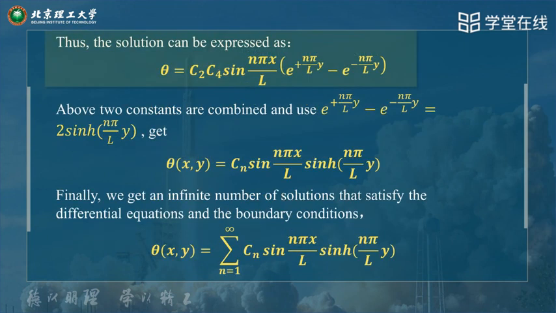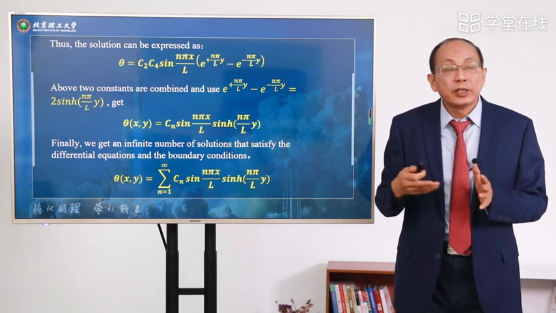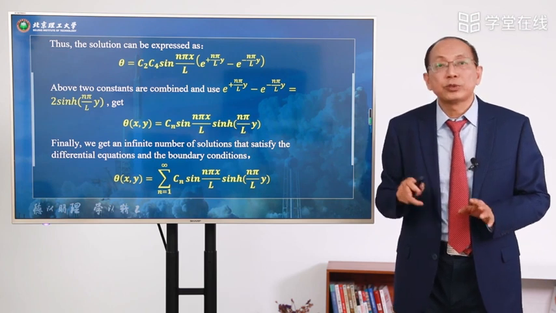Therefore, the solution can be expressed as theta equals C2 C4 sine (n pi x over L) times (e to the power n pi y over L minus e to the power minus n pi y over L). Here it is very long. The constant C2 C4 is still unknown, but there are two boundary conditions we have not yet used.